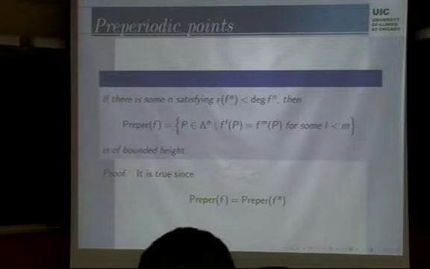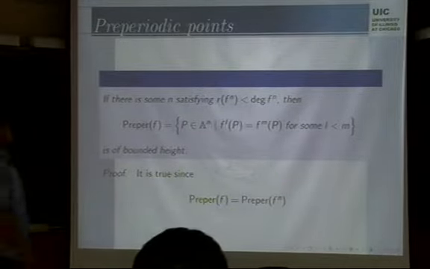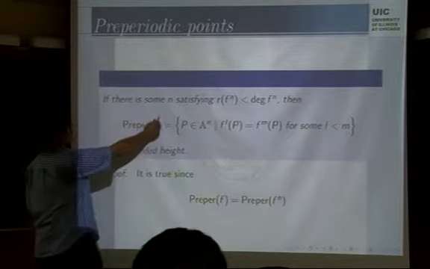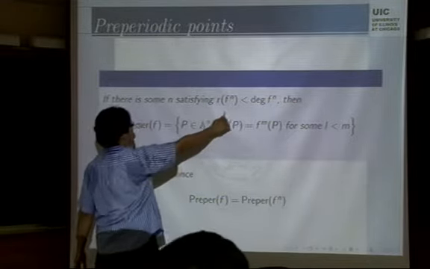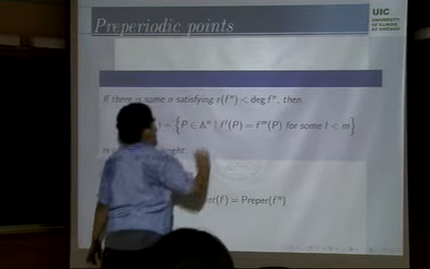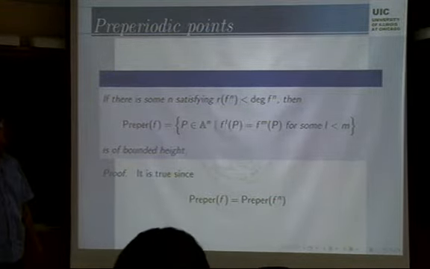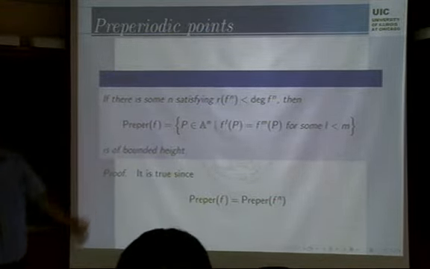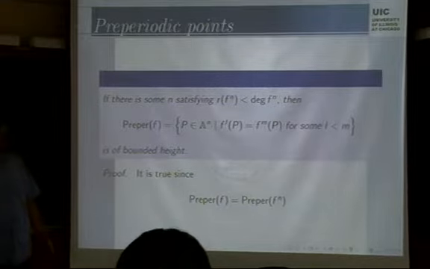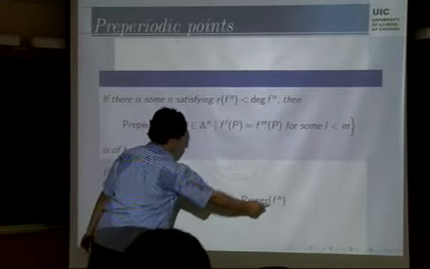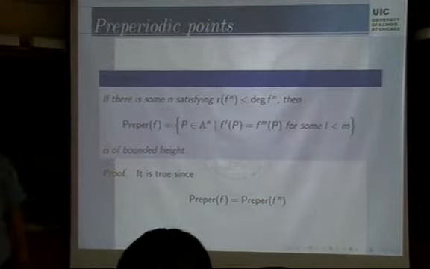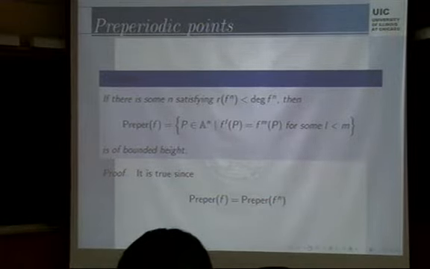And here's a clear corollary. If you have some number which satisfies that your iterations' d ratio is smaller than the degree of your iterations, then still the prepared points are of bounded height. Because if you have iterations of f, it should have the same prepared points as the original map.